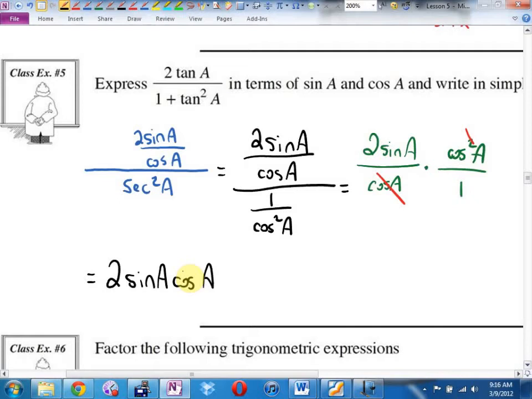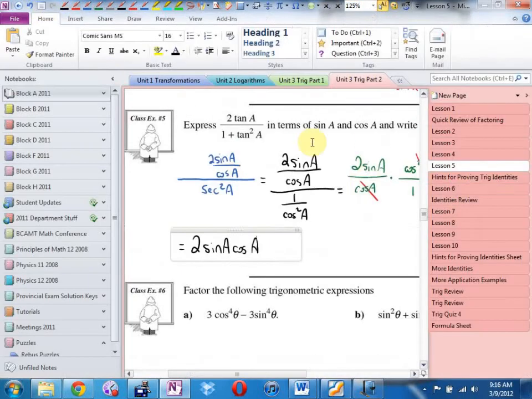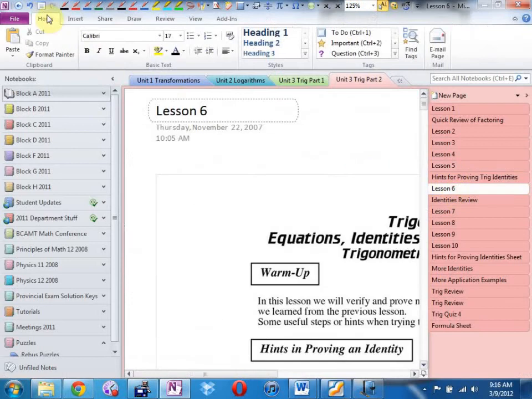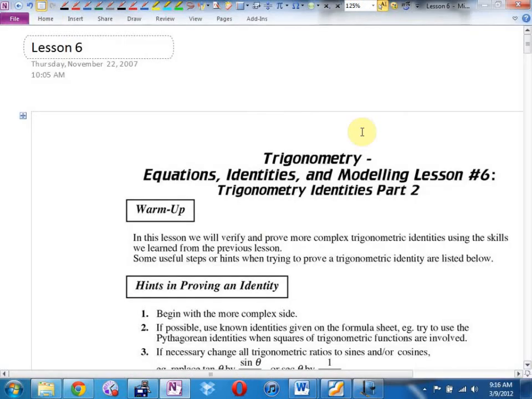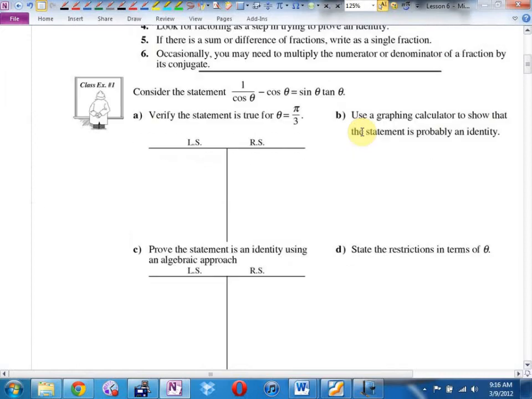Now that's just playing around with trig expressions, doing some factoring, doing some fractions, doing some basic math. Let's actually go to solving some trig identities. So we're going to jump to the next lesson. Really? Yeah, lesson 6. Page 344.